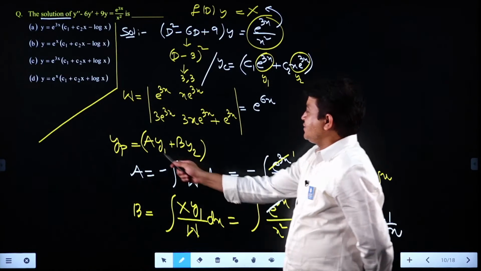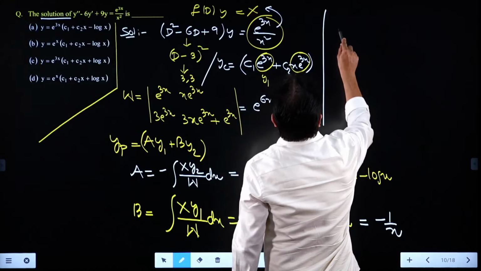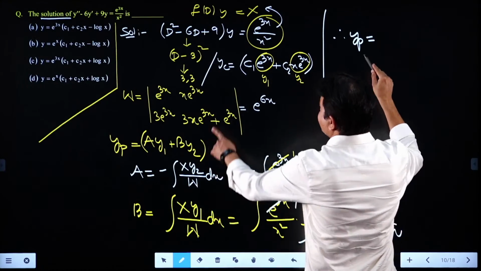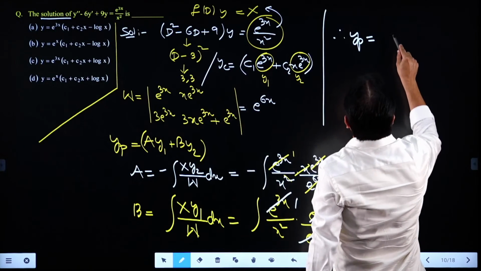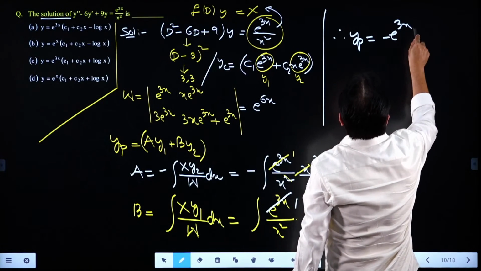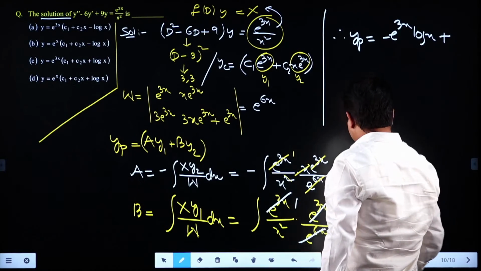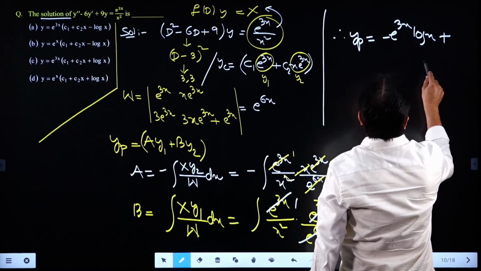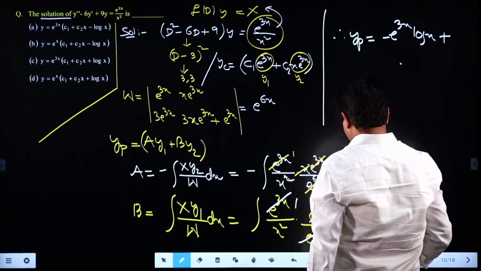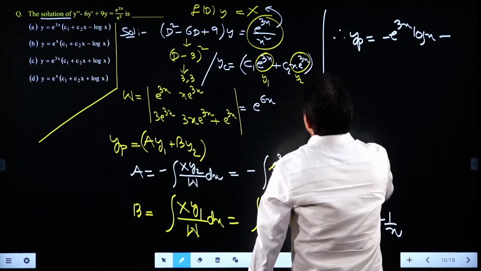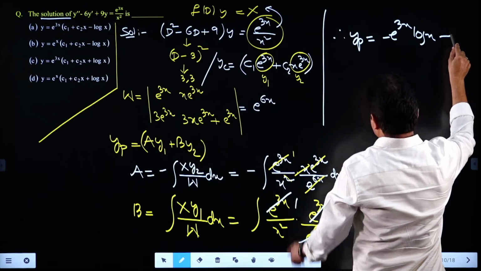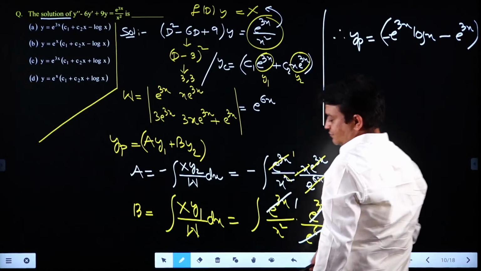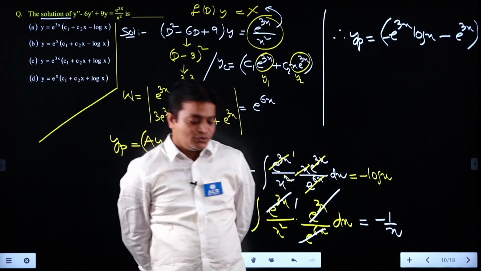Now combine a y1, b y2 like that. Therefore, yp equals a, means minus log x, into y1. So, e power 3x into minus log x, plus b y2, b also minus 1 by x into x e power 3x. So, minus 1 by x into x e power 3x means x by x cancel, simply e power 3x.